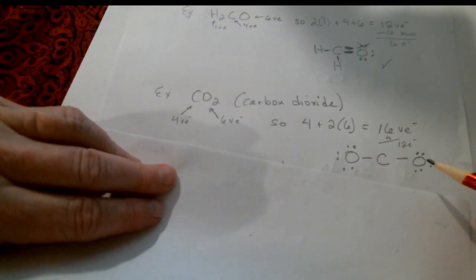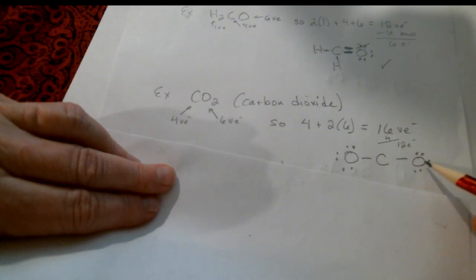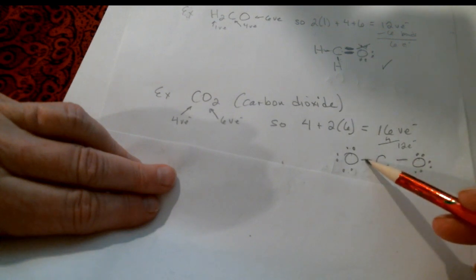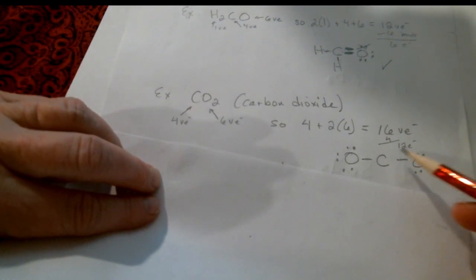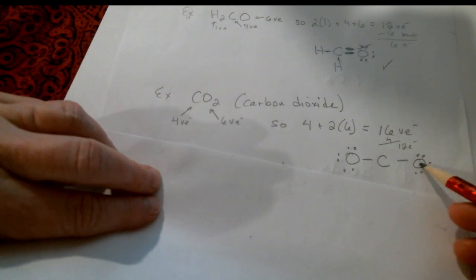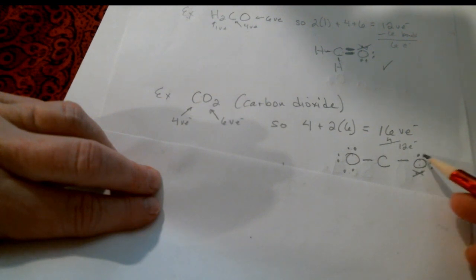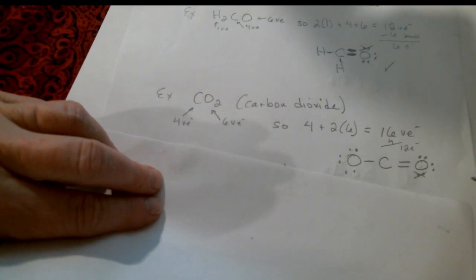Okay, let's check and see if there's an octet. Over here, 2, 4, 6, 8, it's good. 2, 4, 6, 8, it's good. Carbon is not. Carbon has only 4. So carbon says to the oxygen, hey, can you share some electrons with me? And it says, sure. So it's going to take one of these pairs, doesn't matter which one of the pairs, and we're going to convert it into a bonded pair.